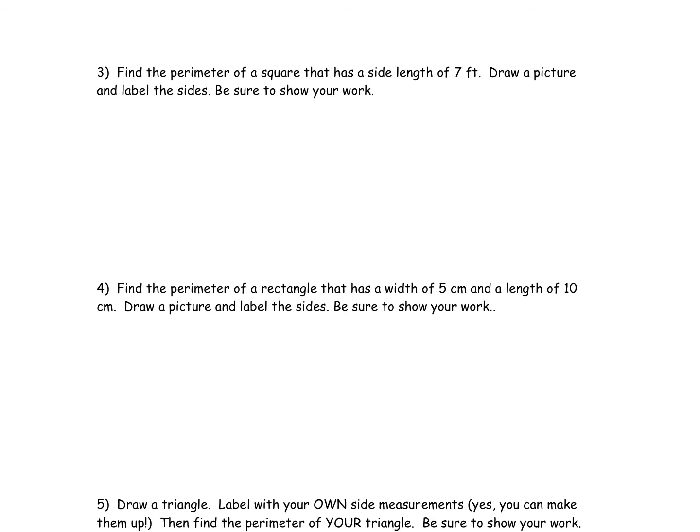So let's highlight what's important information here. They want to know the perimeter. We're talking about a square. The side length is 7 feet. We're asked to draw a picture and label the sides, and they want us to show our work. So we're going to start by drawing a picture of a square. Remember, a square has 4 equal sides and 4 right angles.